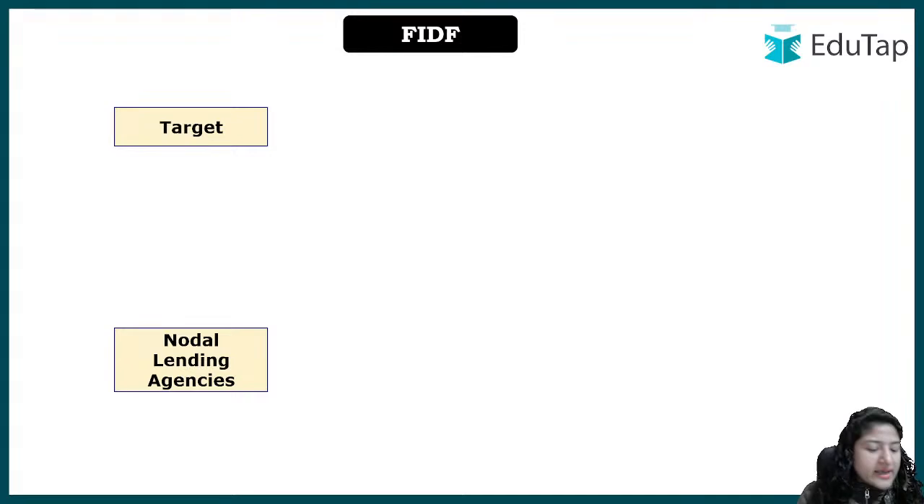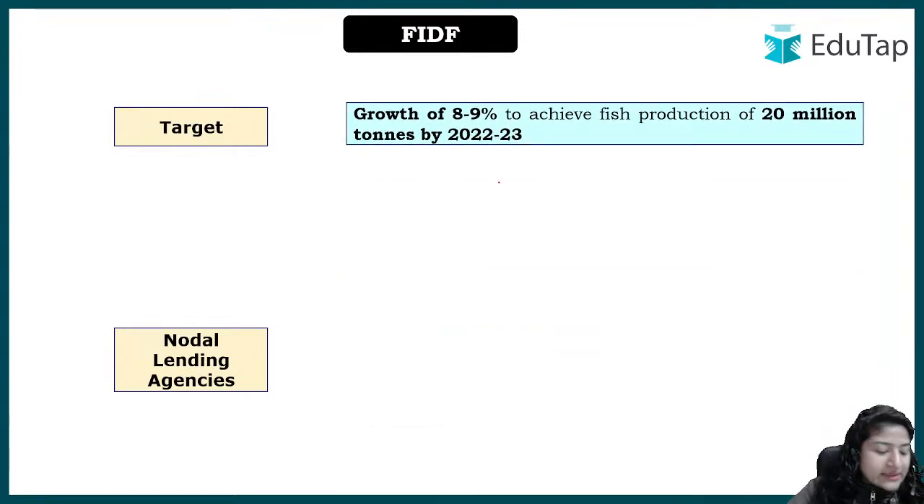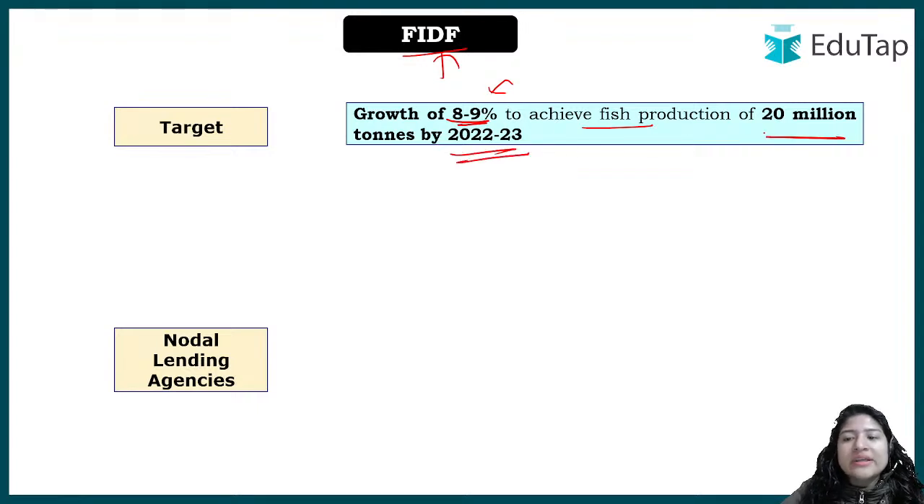Now targets, as we discussed that there must be some targets also. So the first target is कि कितनी growth करनी है, percentage growth कितनी करनी है, ठीक है. So growth of around 8 to 9% was expected or said under the scheme when this scheme was launched, that 8 to 9% to achieve fish product कि हमको growth इतनी करनी है. And there was a target that by 22-23, 20 million tons इतना हमको achieve करना है, ठीक है.